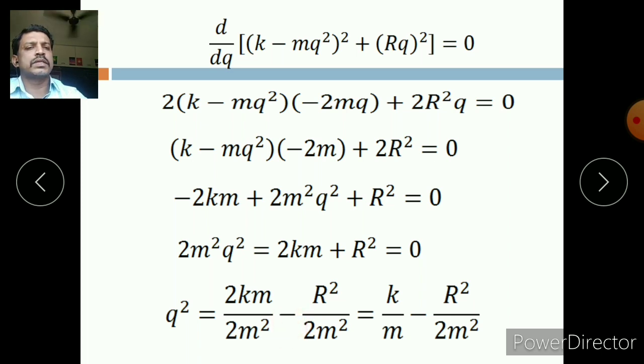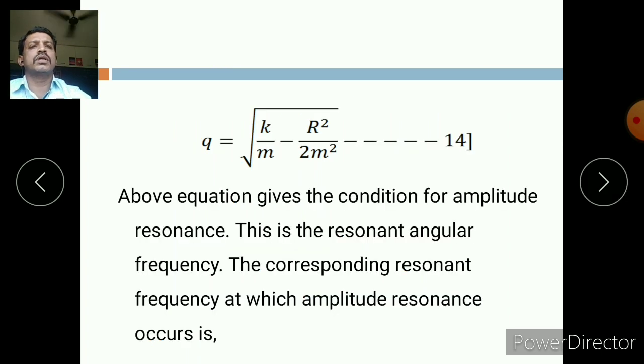So 2 will cancel, m will cancel, it is k by m minus r square upon 2m square. So k by m is nothing but omega square, r upon 2m is nothing but b, therefore omega square minus b square. Therefore here we say that q equal to under root k by m minus r square upon 2m square. This is our equation.